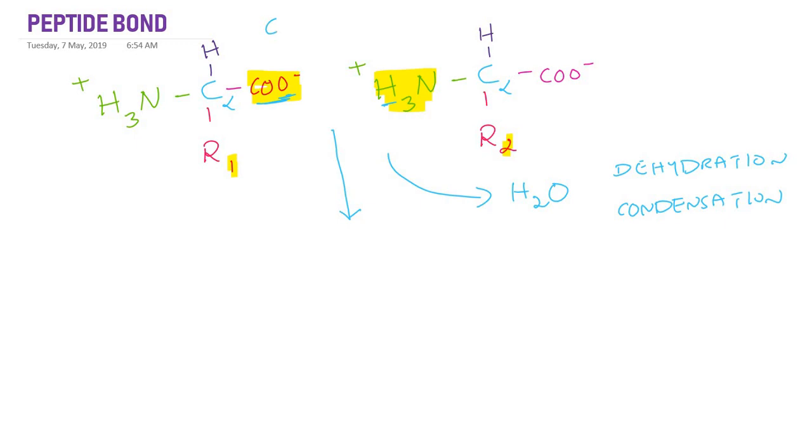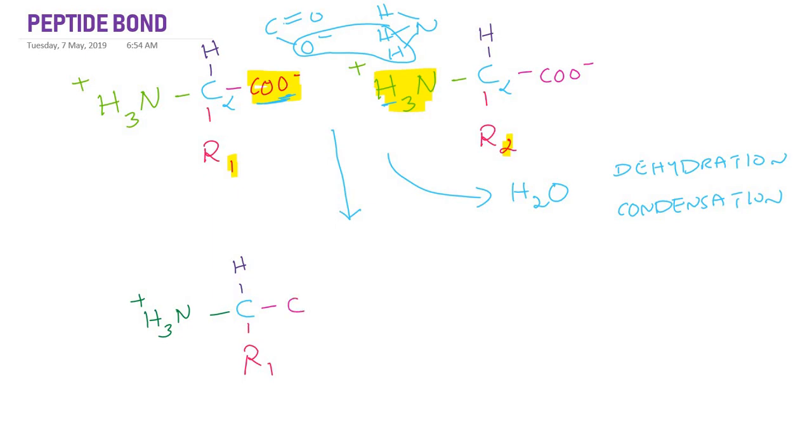Imagine this COO minus can be written like this: C double bond O, O minus. This NH3 can be like this. Now there will be formation of one molecule of water. So the remaining is C double bond O NH. Our peptide bond looks like this. Now we lost one oxygen, so we will write the carbon here and write the remaining C double bond O like this. This is with respect to one amino acid. Here also there is remaining only N and H. This is our peptide bond.